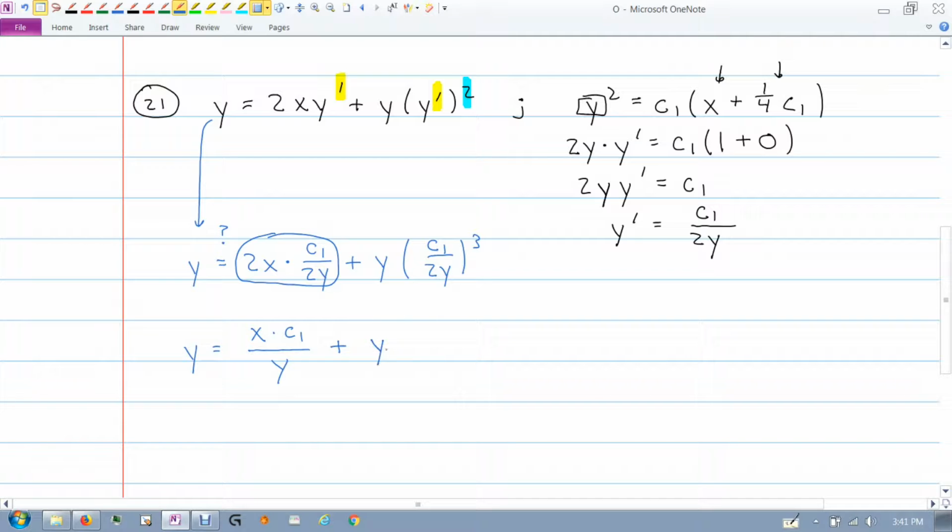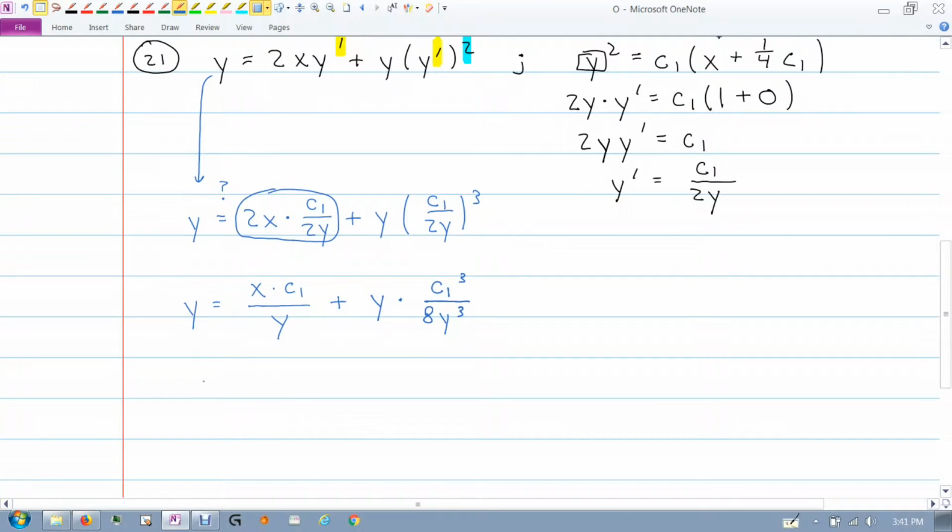So I cubed first, so I'm going to have y times c sub 1 cubed over, when I cube the bottom here, 8y cubed. All right, this is looking pretty bad. So y is equal to x times c1 over y, and we're wondering, are these the same? And then plus, one of these y's cancels, so I get c sub 1 cubed over 8y squared. Oh boy. So what can I do here to see if these are the same?